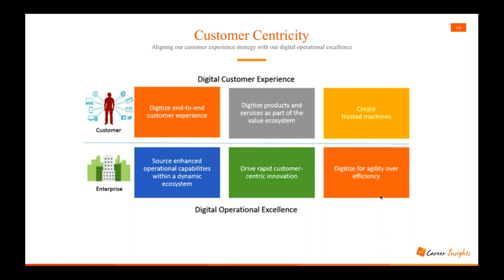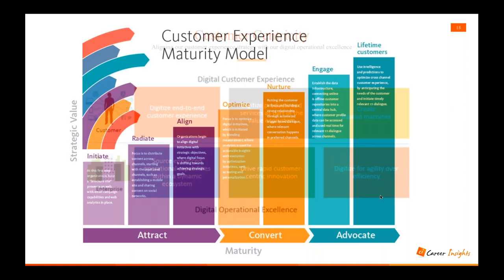So look at digitized end-to-end customer experience, look at digitized products and services as part of the value ecosystem, look at creating trusted machines where we're informed by data. That is for the customer. For the enterprise, source enhanced operational capabilities with a dynamic ecosystem, drive rapid customer centric innovation, and digitize for agility over efficiency. So those are two important things that we looked at when it came to the enterprise and when we came to the business as a whole.